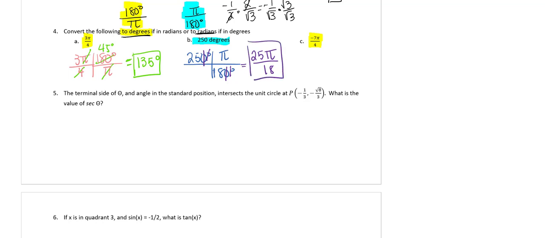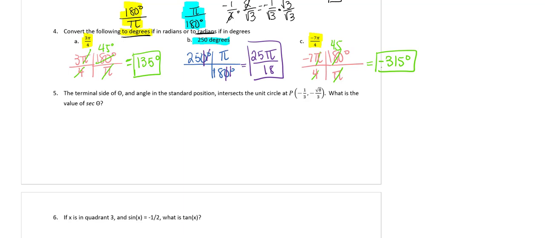Last but not least, we have negative 7 pi over 4. Remember, multiplying by 180, dividing by pi. Pi's cancel. 180 divided by 4, again, 45. So we just have negative 7 times 45 degrees. And I get that this is negative 315 degrees. Box it, we are done.